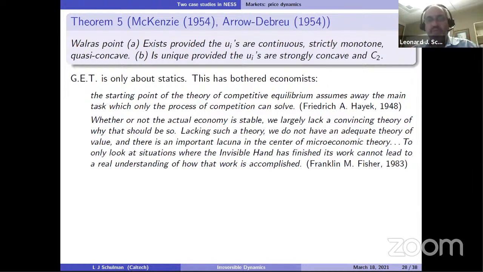There's a great quote from Friedrich Hayek, where he says the starting point of the theory of competitive equilibrium, that means this kind of theorem like I quoted above, assumes away the main task, which only the processes of competition can solve, namely, how do we get ourselves to this market equilibrium? Why are we there in the first place? And again, this brings me back to the point I started this lecture from, which is we really care about steady states only if the system can get there.